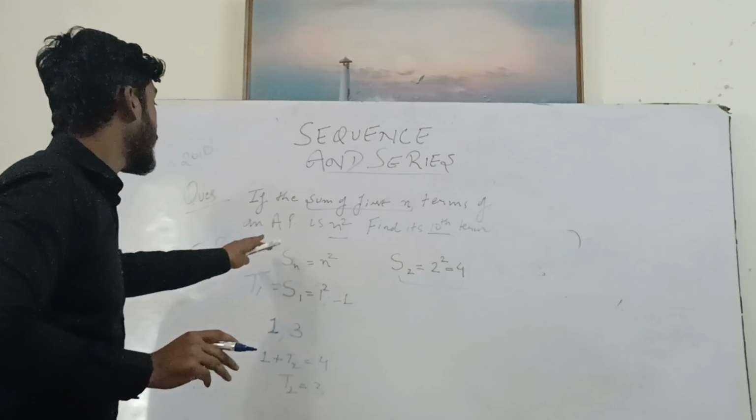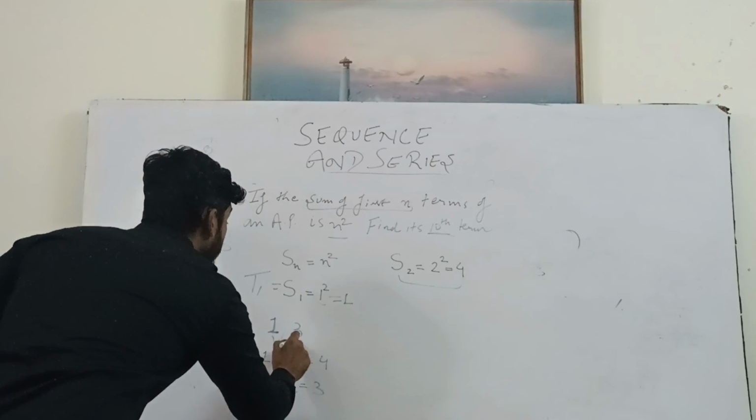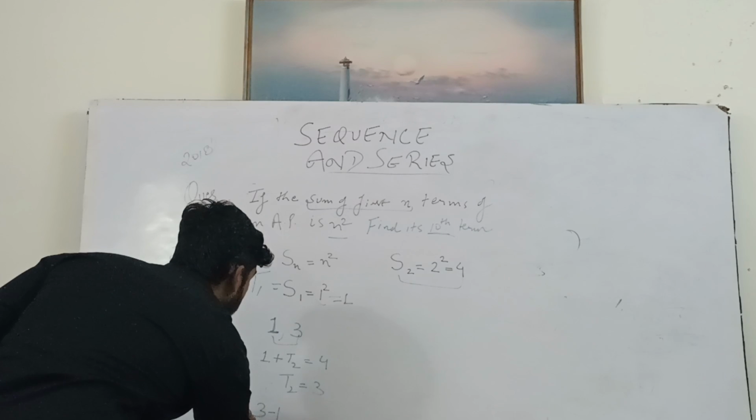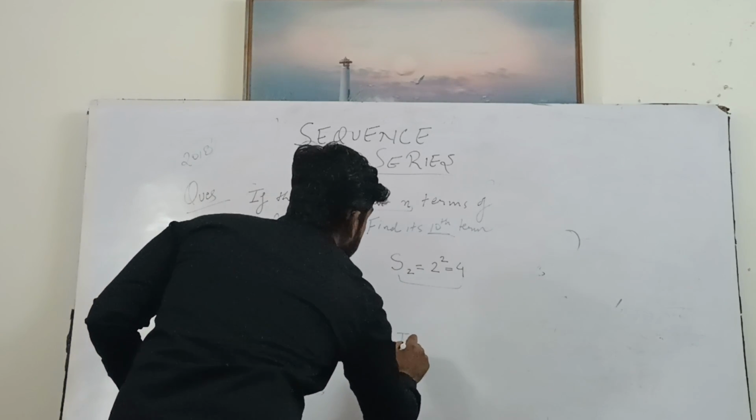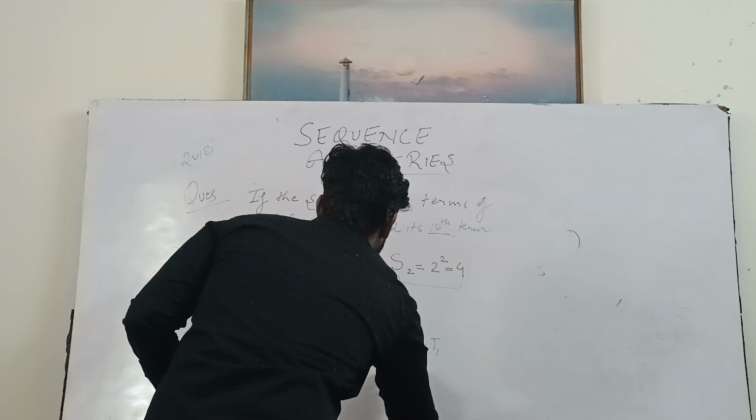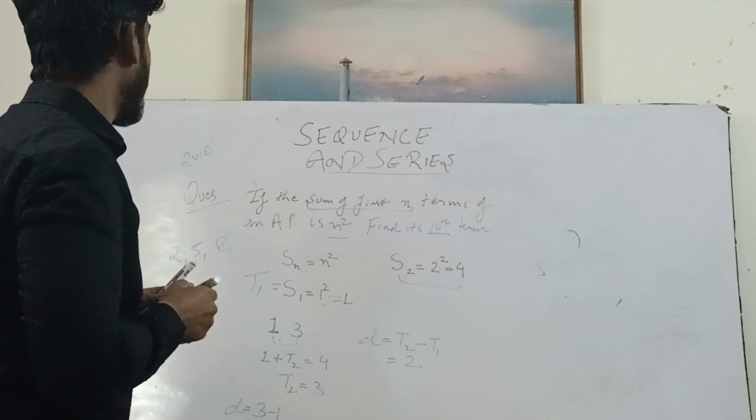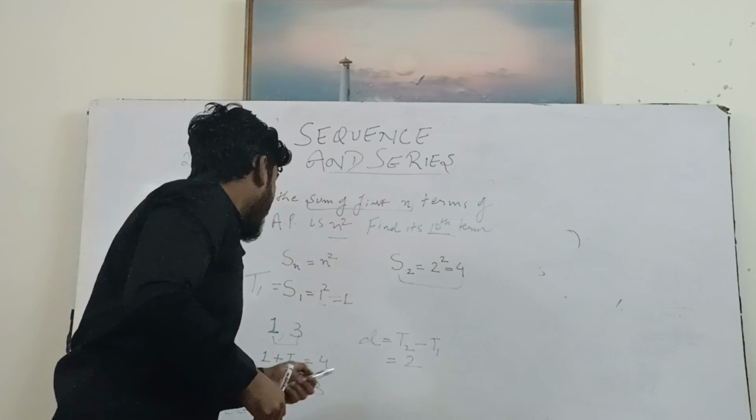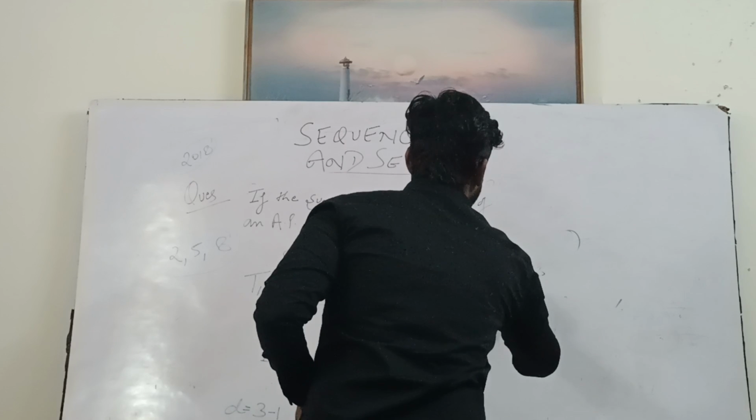I know that it is an AP. The question has given. I don't need to find the third term. I can say the common difference is 3 minus 1, T2 minus T1. D is what? T2 minus T1. So this becomes equal to 2. Now I know A, I know D. Can I find out the 10th term? What is T10?